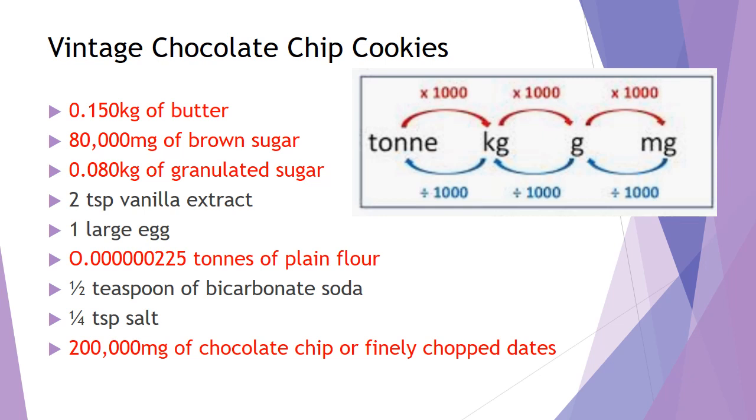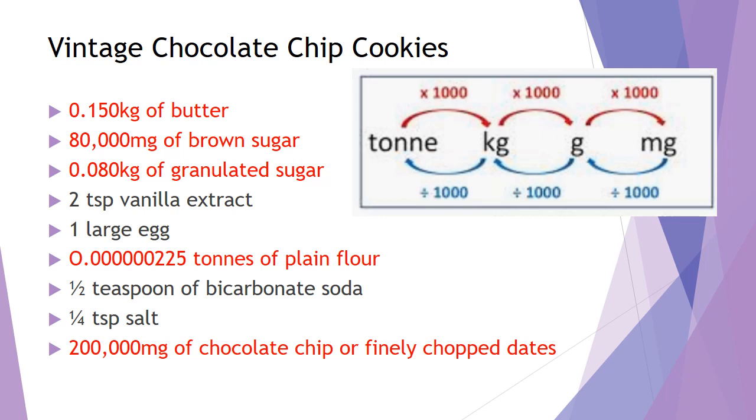0.15 kilograms of butter. Who measures butter in kilograms? 80,000 milligrams of brown sugar. But this is the one that really got me. 0.000000225 tons of plain flour. Who measures plain flour in tons? Who uses tons in the kitchen? Nobody. Nobody does. That's who. So my head just started to hurt.